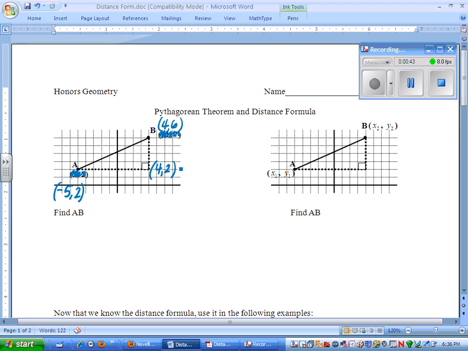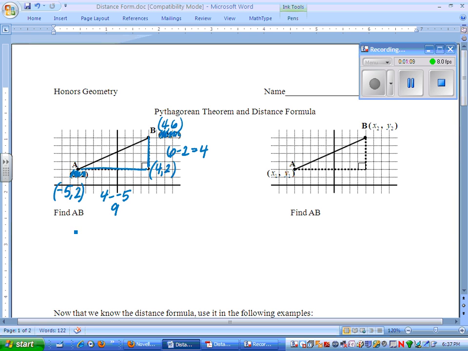And now we can accurately find the distance of AB. So we first need to find the distance of this line here, this leg. To do that, I'm just going to take the absolute value of 5, add it to 4, or I can do 4 minus negative 5, which is 9. So this length right here is 9. Same thing here, I'm going to take 6 minus 2, and I get the length of 4. So this leg is 4 and this leg is 9.